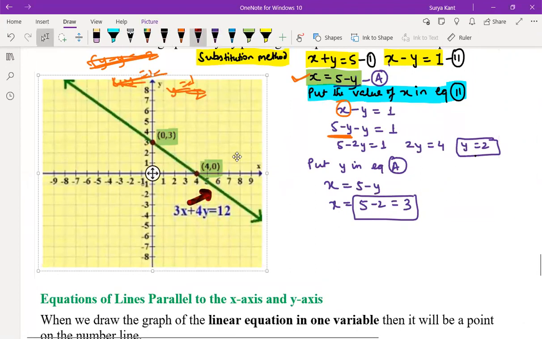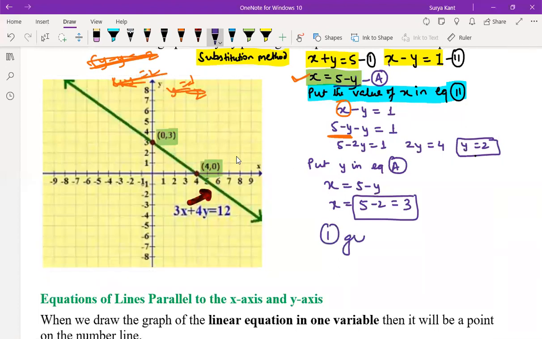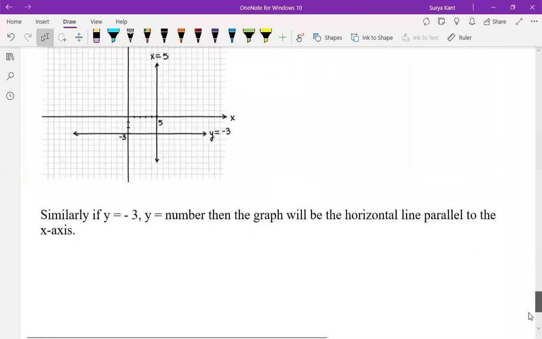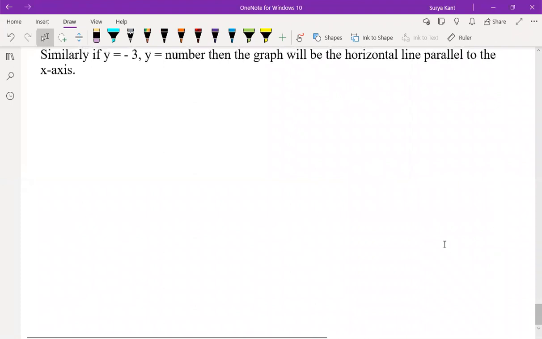The first method you have learned is the graphical method. And the second one you have read is the substitution method, right, children? Yes, sir. So I'll give one question. You do it by both graphical as well as elimination method. Only one question I'll give to everyone.